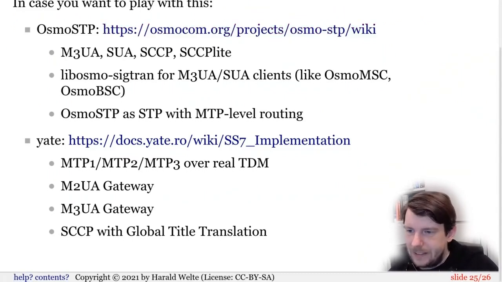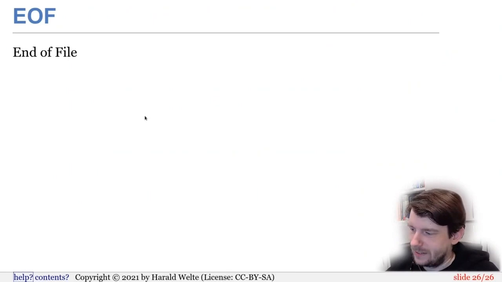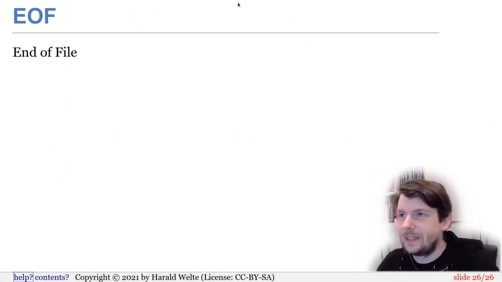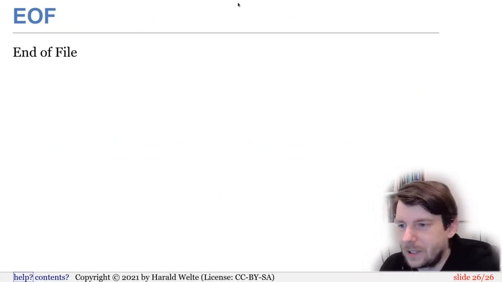Yeah, and with that, we come to the end of the file. That was my tour through SS7, the lower layers as it is used in the 2G and 3G networks. Do we have questions? The questions now are still on the record part of the recording. In a few minutes, I will switch it off, and then we can also still have question discussions which are not on the recording.